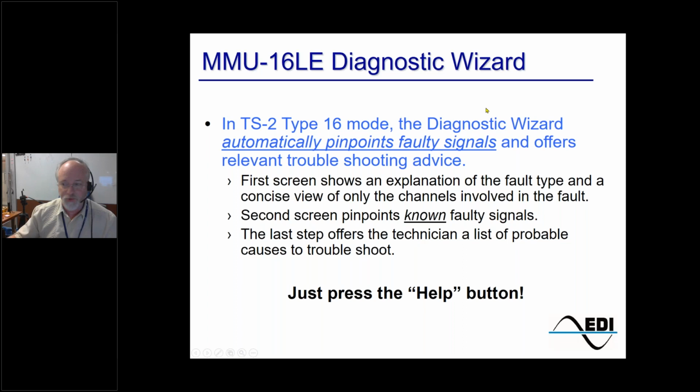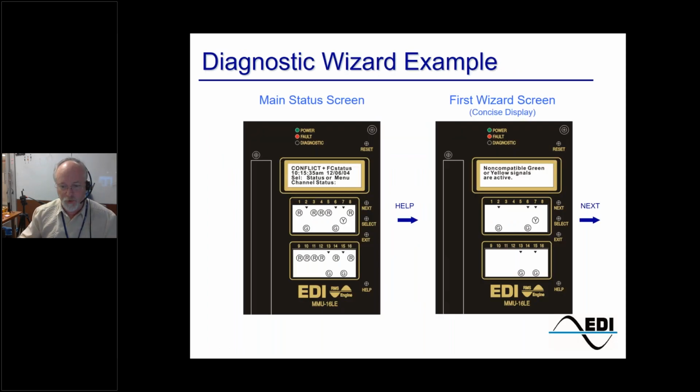Then you hit the help screen, and there's a help button. With the help button, it will tell you what's going on. So in this case, I'm going to run through it. When you come up to the intersection, in this case, we have an intersection in fault. It's got a conflict. So this is the screen that you actually display. I always say the main screen is what we have to display by NEMA spec.